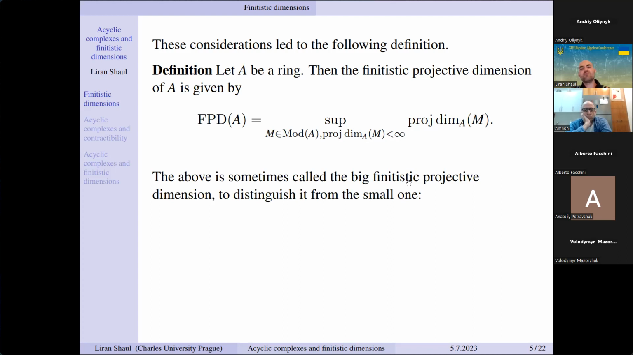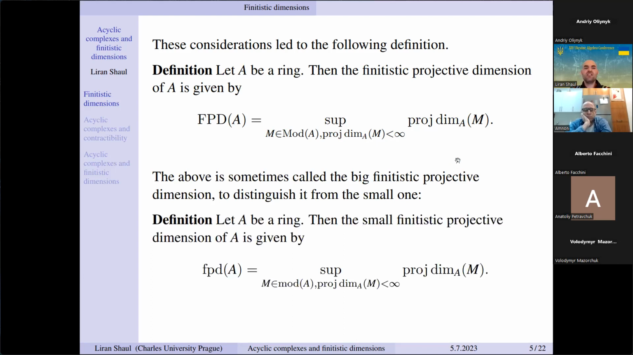This is sometimes called the big finitistic projective dimension, because we can also play the same game while we restrict attention only to finitely generated modules. If we do that, we get something called the small finitistic projective dimension. The definition is the same, except that now we look only at finitely generated modules of finite projective dimension and take the supremum of projective dimension among these modules. Okay.